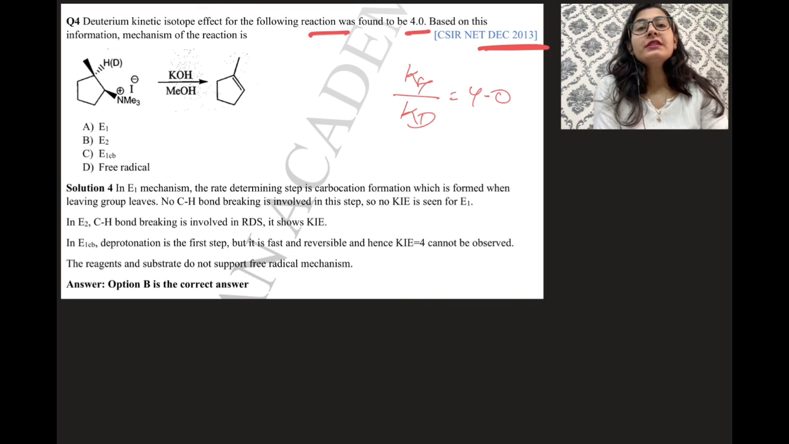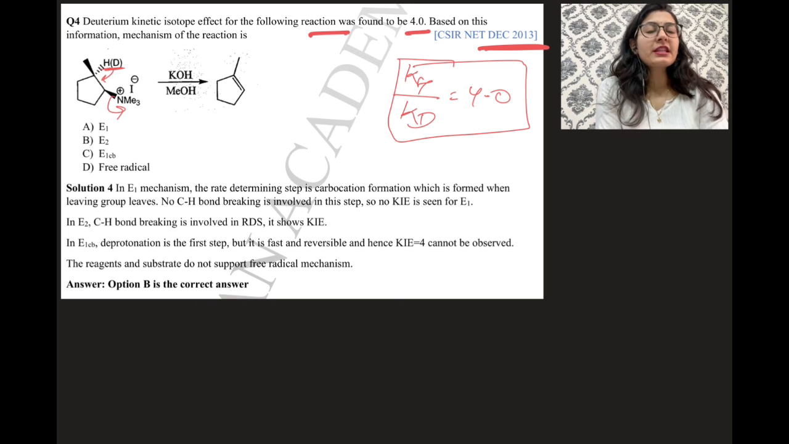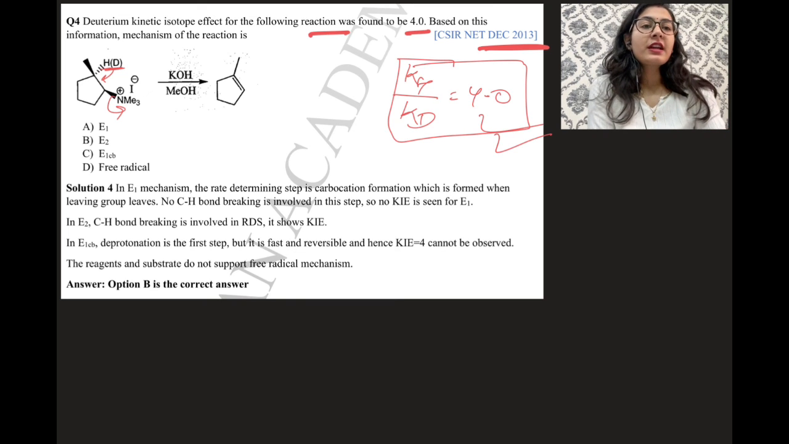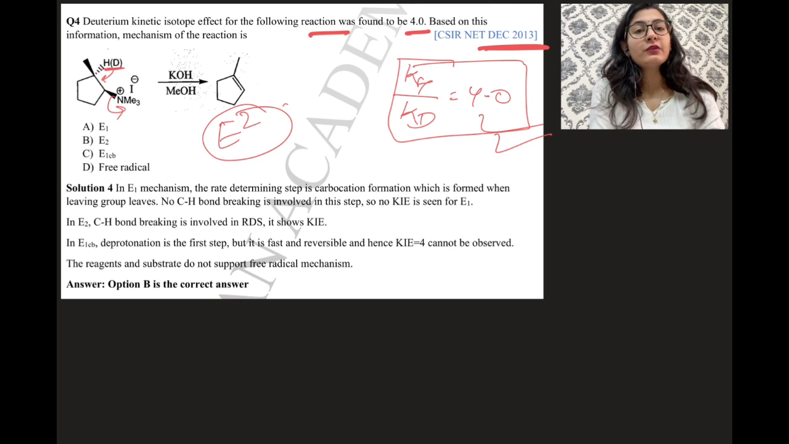So what you see is, first thing, this proton is going to fall from here. If it is present in the rate determining step, then only you have such a high difference. If it is not involved in the rate determining step, you have the secondary isotope effect. But it is mentioned it is a primary kinetic isotope effect, so it's going to be involved in the rate determining step. It is going to be E2. The same solution is given over here.